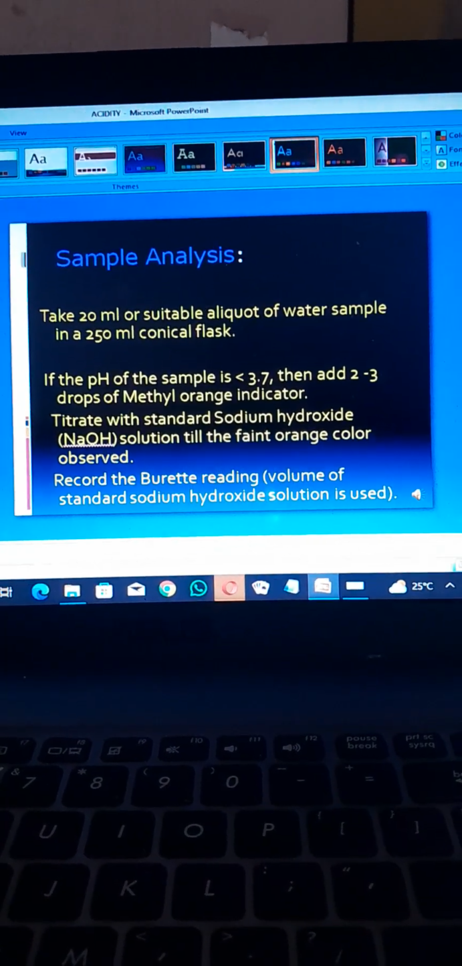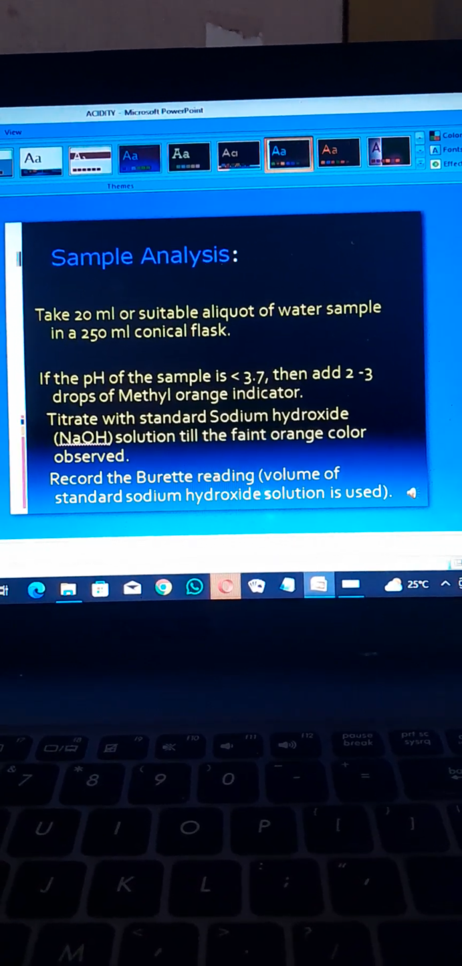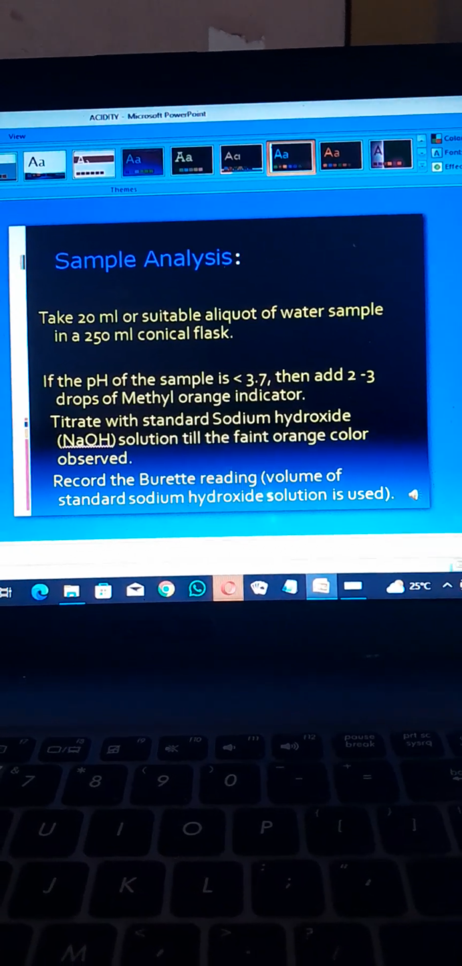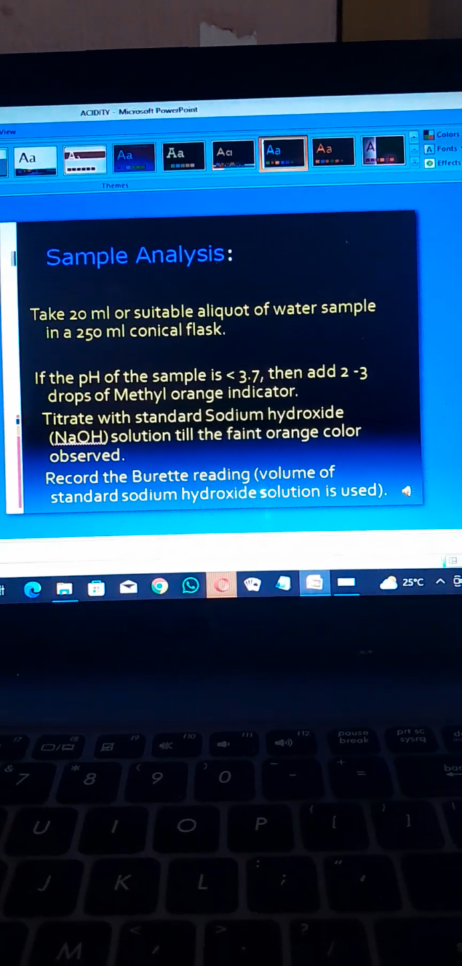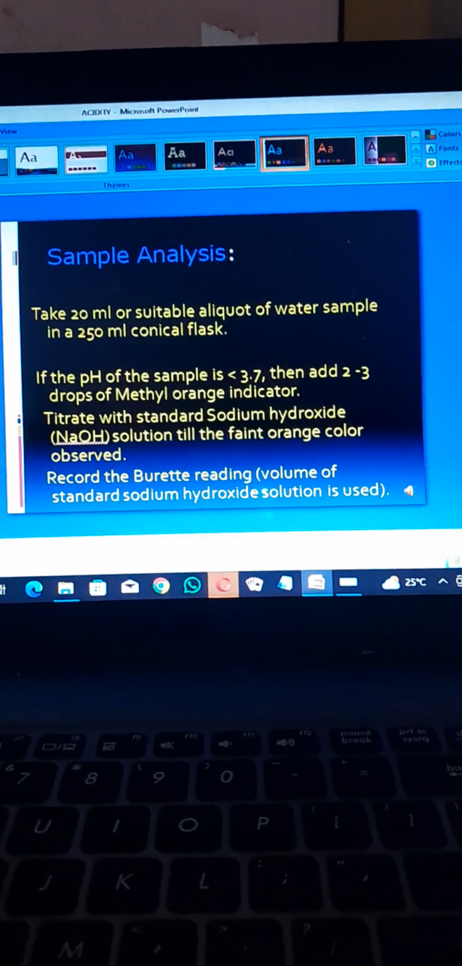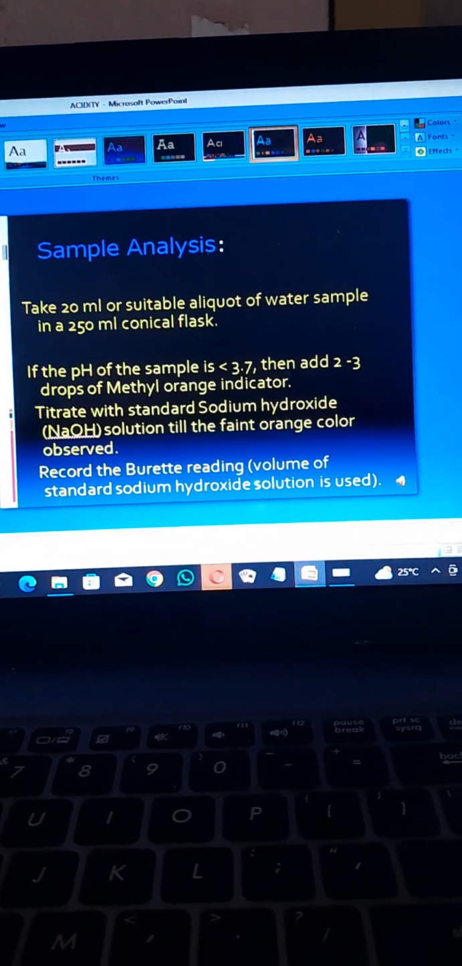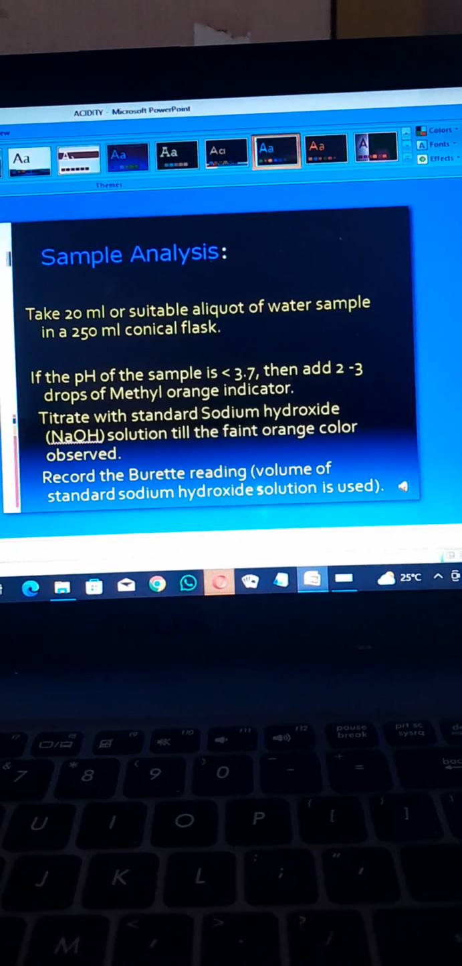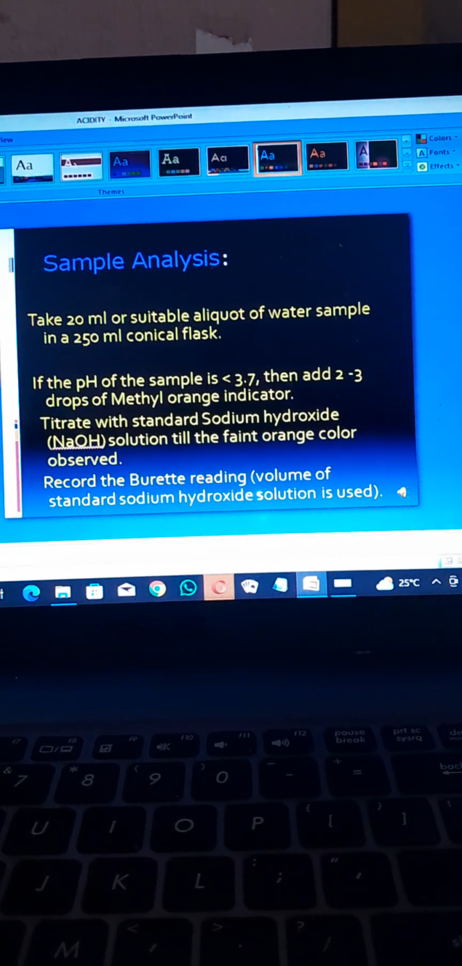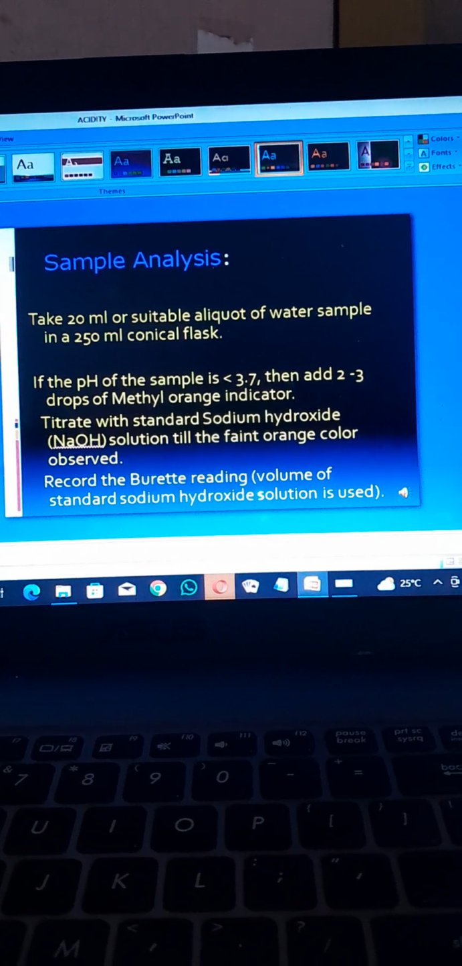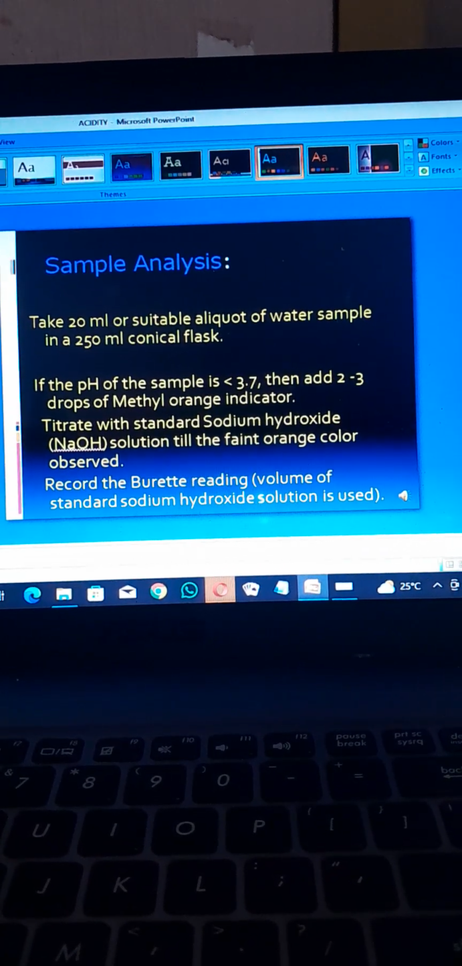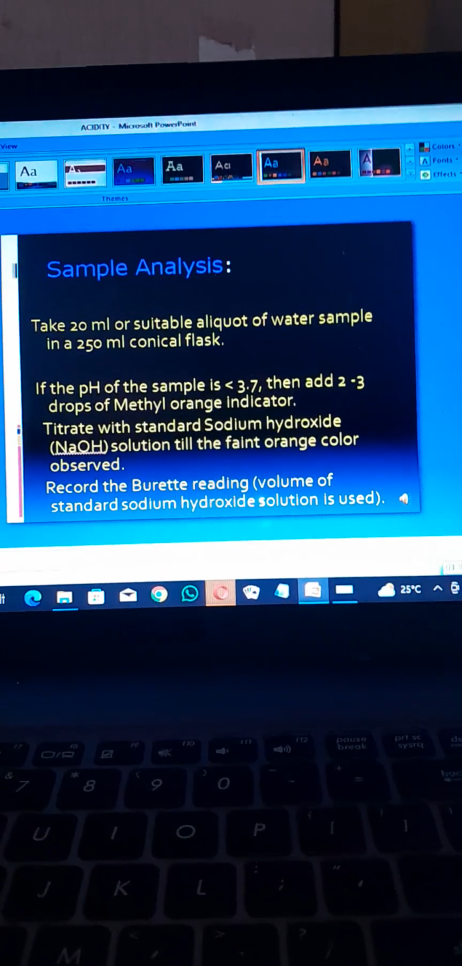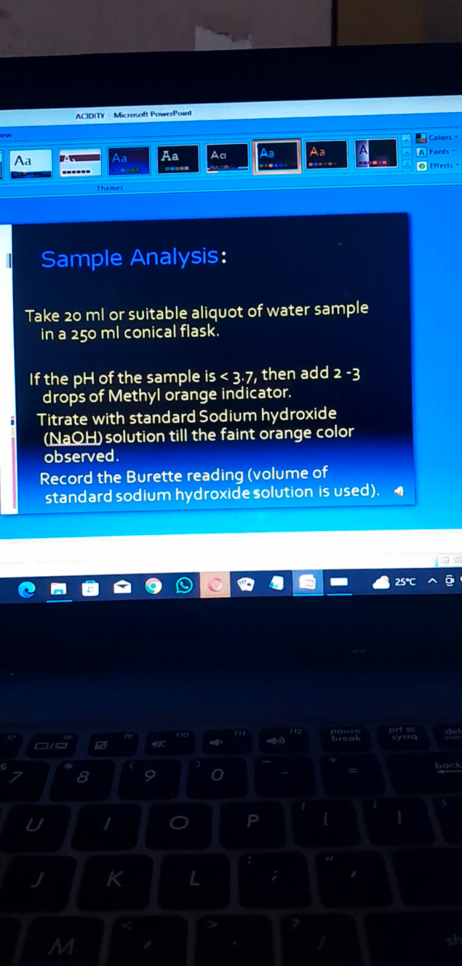Then come to the sample analysis. First take 20 ml or a suitable volume of water sample in a conical flask. First we have to check the pH. If the pH of the sample is less than 3.7, then add 2 to 3 drops of methyl orange indicator and titrate with the standard sodium hydroxide solution till a faint orange color is observed, and record the burette reading of sodium hydroxide used for this titration.